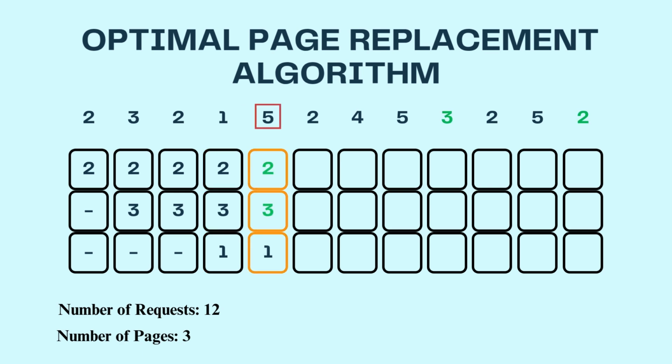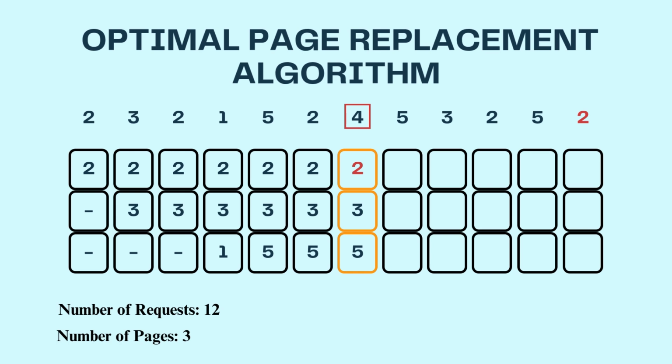Then the next request is 5, but the frame is already full. So in this case, you can see that the numbers 2 and 3 are in the future demand. So we change the number 1 to 5 because there is no 1 in the future. And this is what we call a page fault. For the next request, it's the same as the third request where there is the same number in the frame, so no need to change.